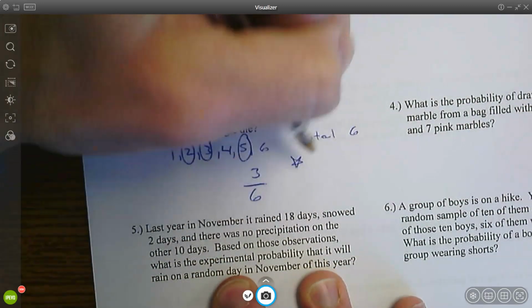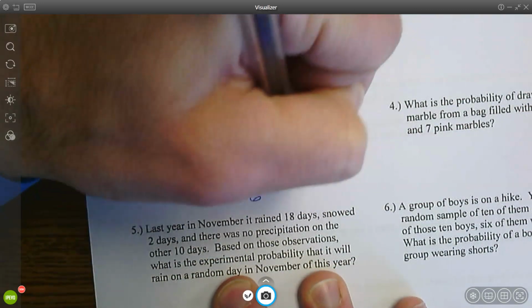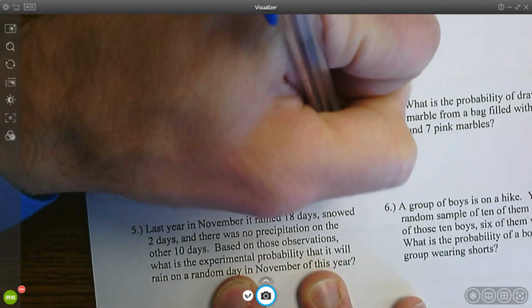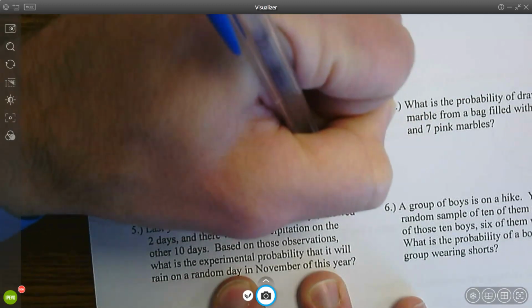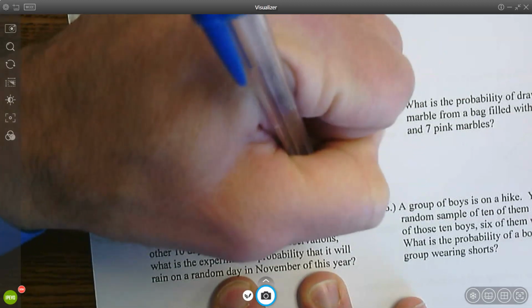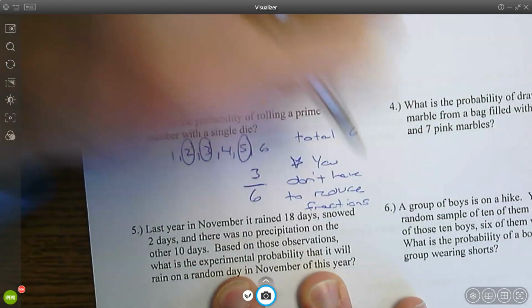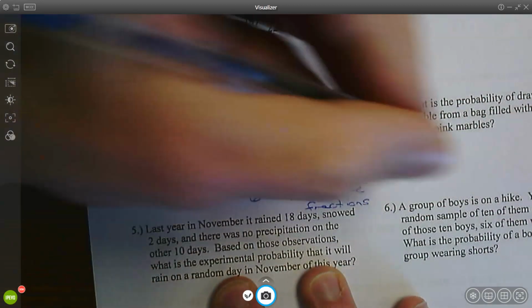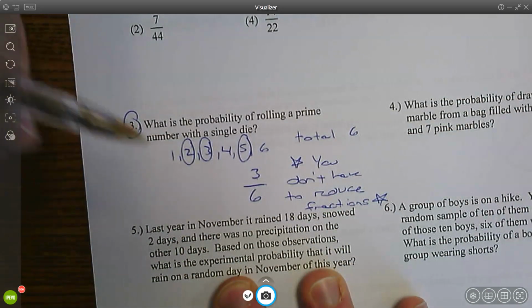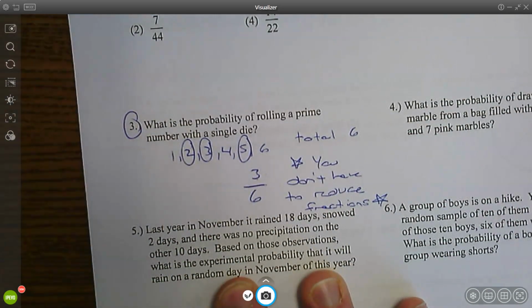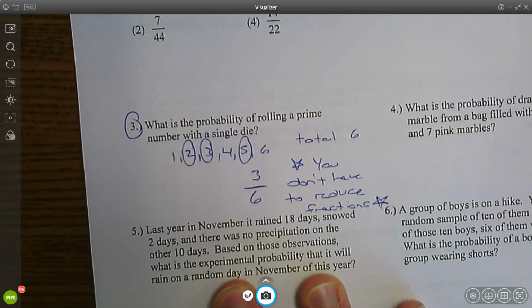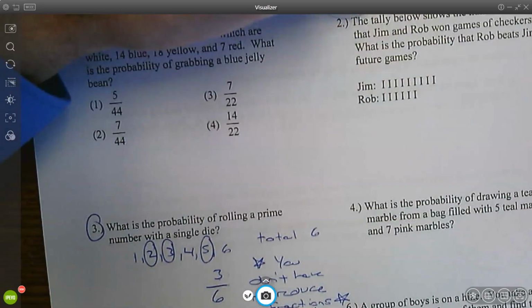Now, here's a little note. You don't have to reduce fractions. If it's a multiple choice question on an assessment, you might not see 3/6, you'll probably see 1/2. But if it's a short answer question, this is perfectly acceptable. So let's take a look at one more here.